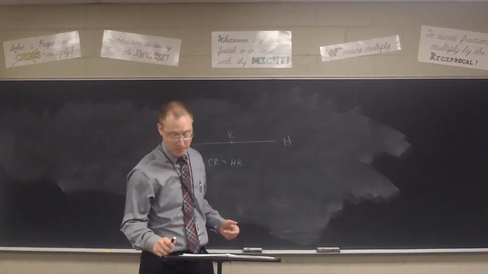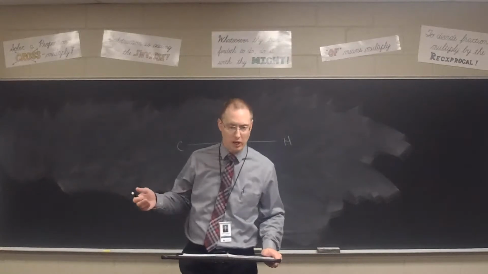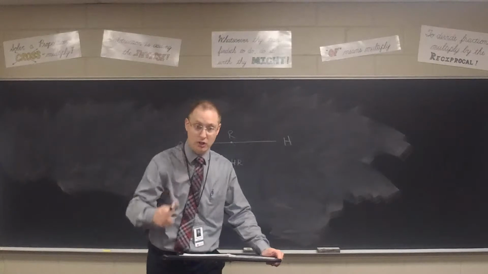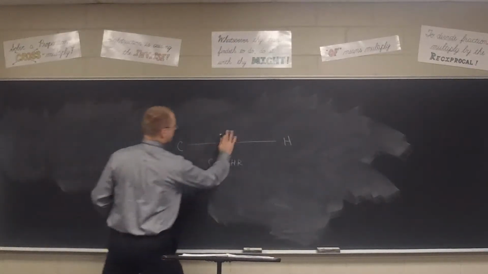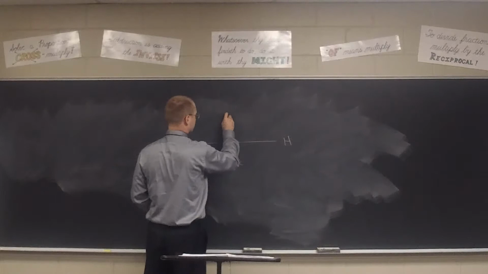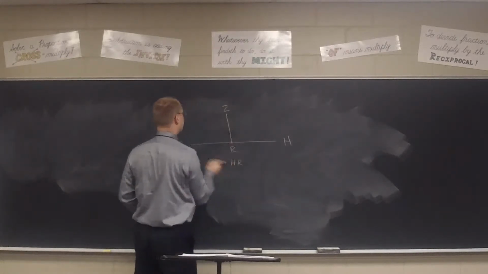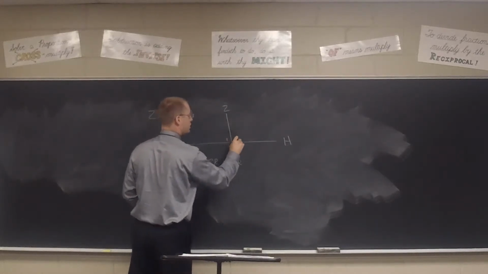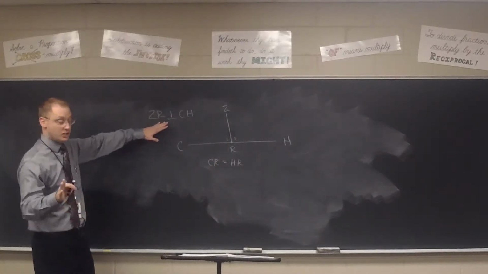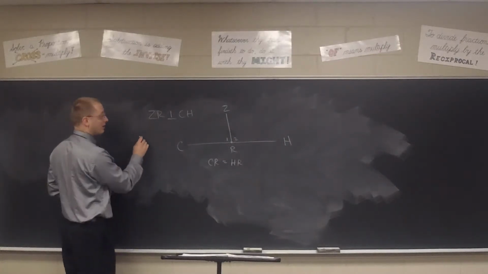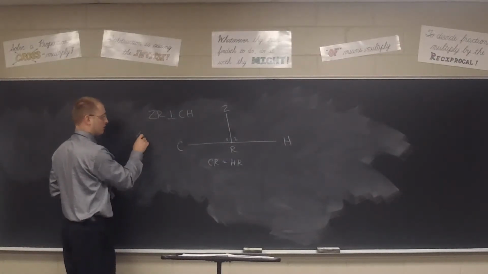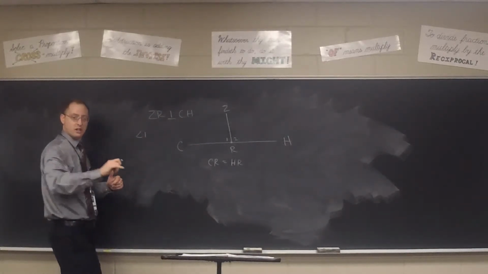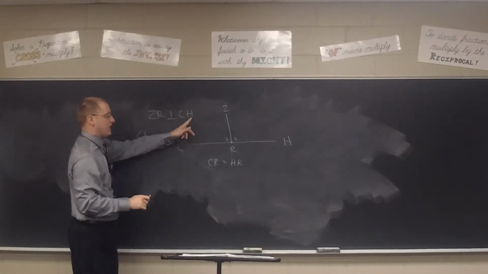Another clang statement we might see is the word perpendicular. Kendall, if I ever see perpendicular in my given, clang, I have right angles. So if I were given that ZR is perpendicular to CH, I'm going to call these angles 1 and 2. If I see ZR perpendicular to CH, Kendall, clang, I state angle 1 equals angle 2.